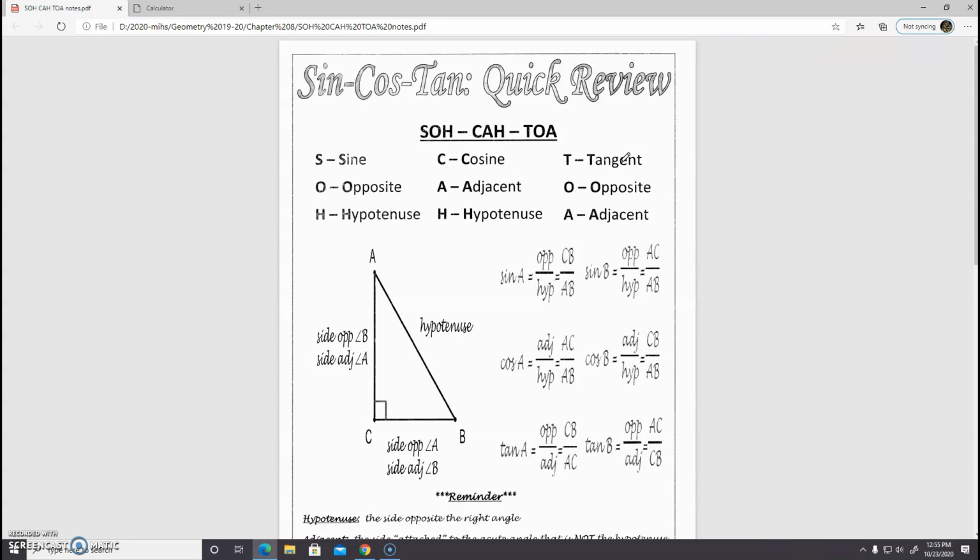Hey guys, so today we're going to learn something called SOH CAH TOA. This is just to help you remember, it's a little mnemonic.